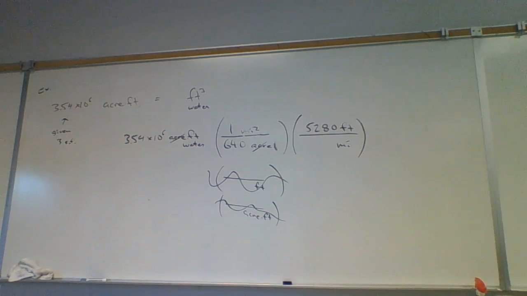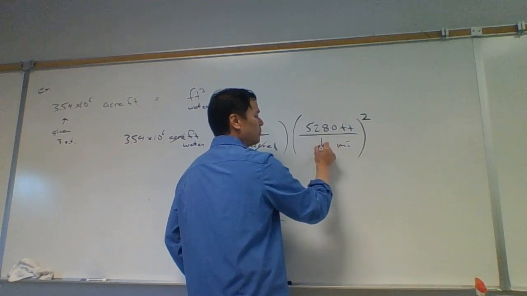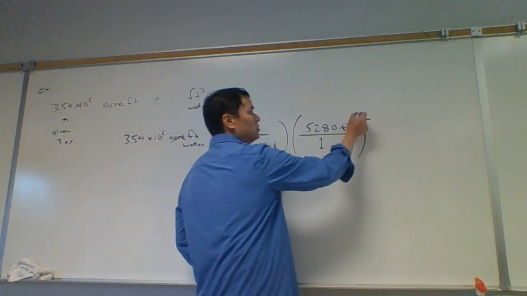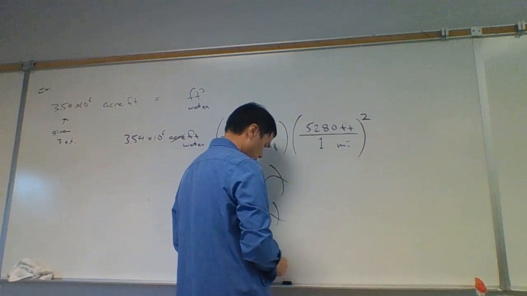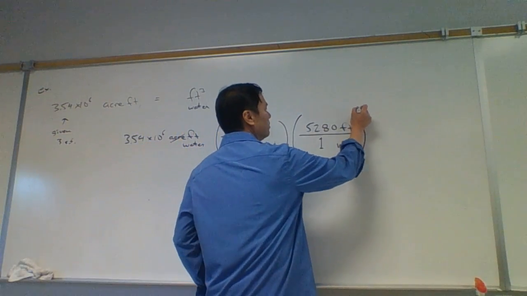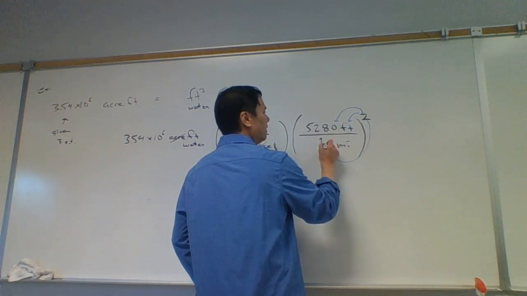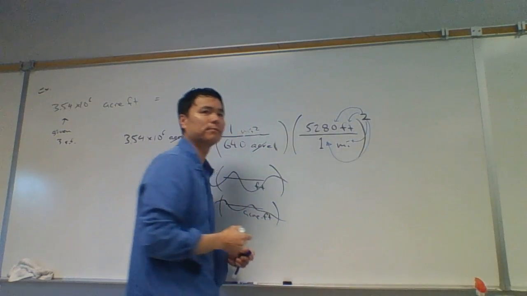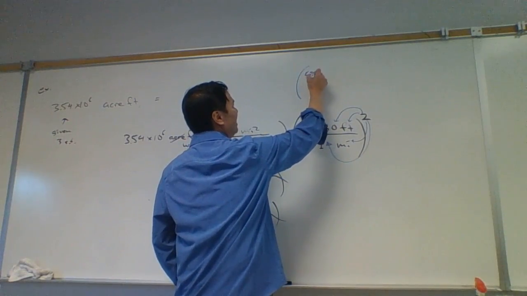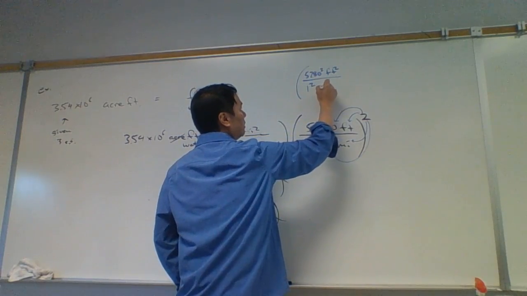And so do you know the easiest thing to do? Is if we square this. If we square this, then I'm going to put the 1 in here. Then if you know exponents, what you're going to do is you're going to square 5,280. You're going to square everything inside there. And so what we do is we're going to square this, we're going to square this, we're going to square the 1, and we're going to square the miles. We're going to square everything. And so what we end up with is this. This is going to be 5280 squared feet squared, 1 squared miles squared.